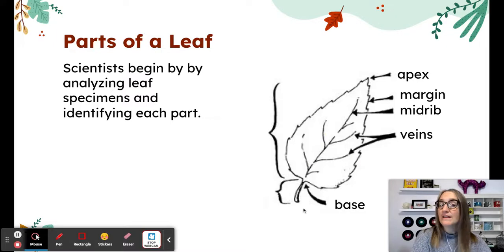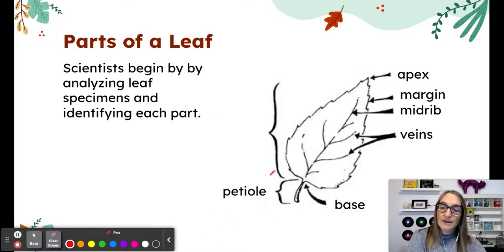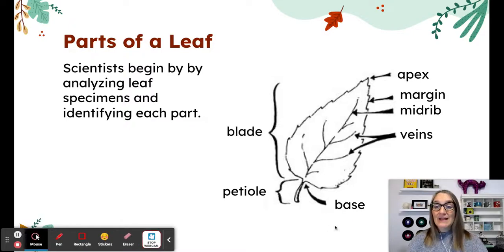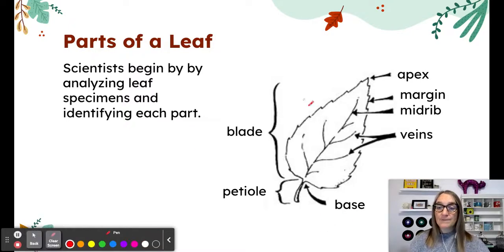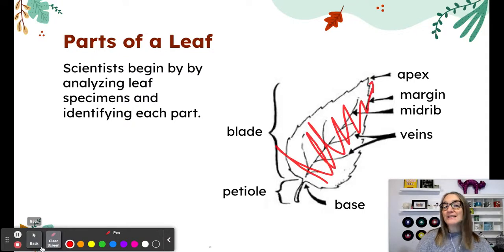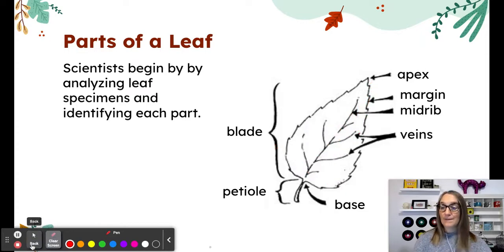The very bottom of the leaf is called the base. That makes sense too. And then this little part that we might be tempted to call a stem is actually called a petiole, because it doesn't have the same job as a stem does on a plant, because a stem attaches to the roots and the petiole does not attach to the roots, it attaches to the twig. So we have to be precise in our vocabulary. And finally, the whole leaf, the whole big flat part of the leaf there, that is called the blade of the leaf.